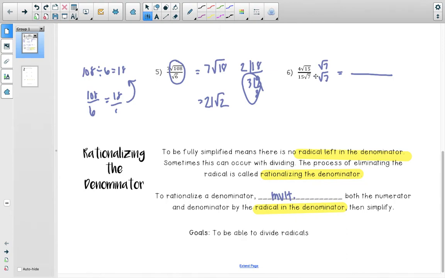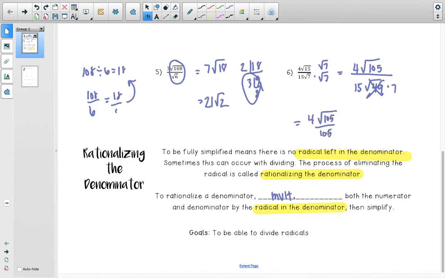So 15 times 7 is 105. So we have 4 square root of 105. Okay, and then we'd have 15 square root of 49. And that's because of the 7 and 7. Well, we know the square root of 49 is 7. So we really have 15 times 7 on the bottom, which we already know is 105.